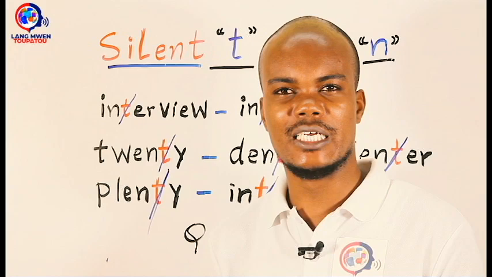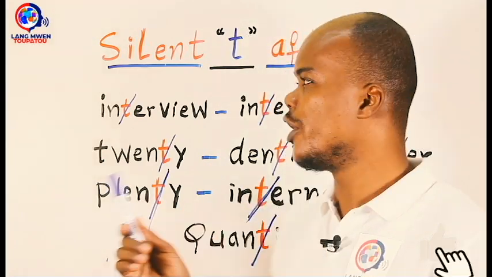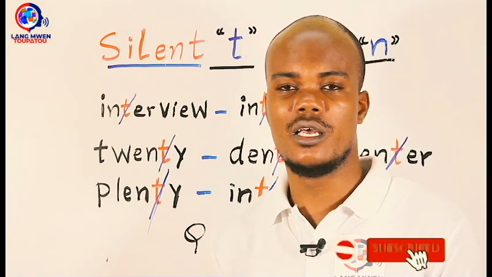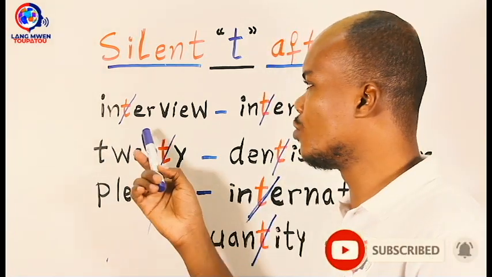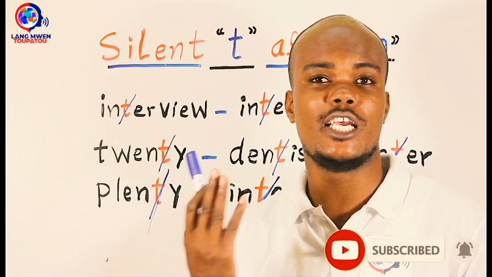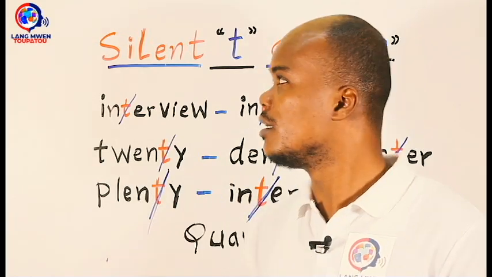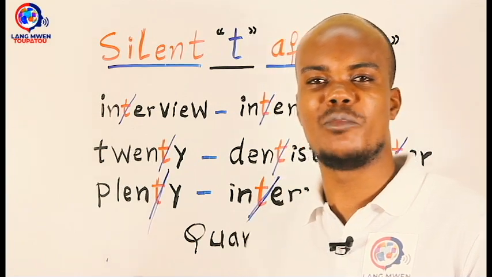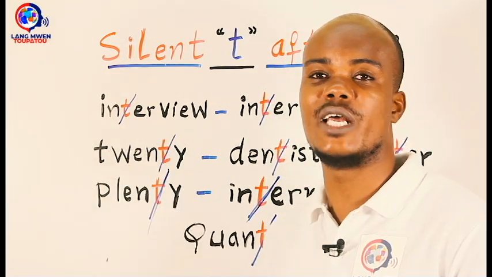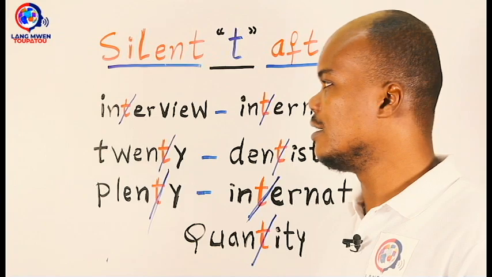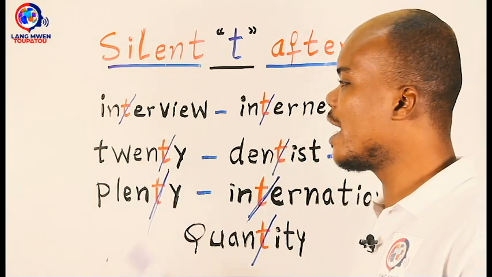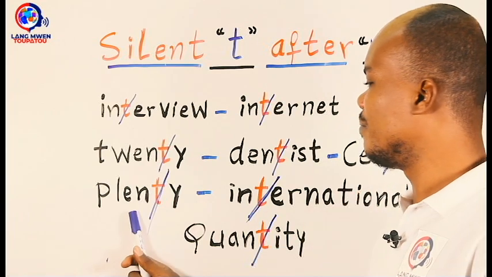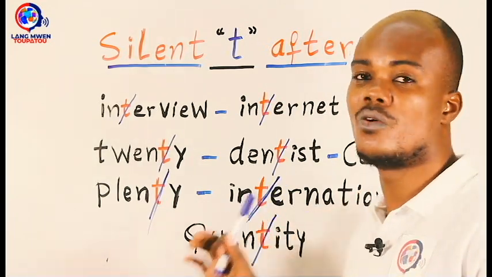Remember, in the world, you can hear both, where they pronounce the T and where they drop the T. In American English, they drop the T, but in America, you can hear both. Remember that. Silent T after N, this is what you learned today. In American English, they drop the T, they don't pronounce the T in these words. They say interview, internet, twenty, Venice, center, plenty, international, quantity.